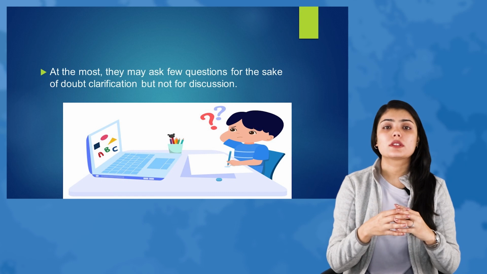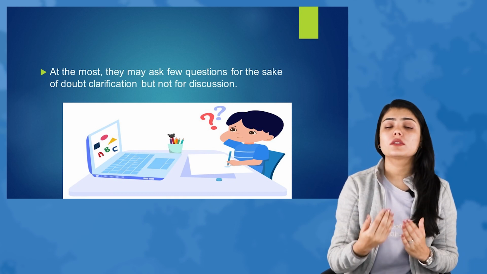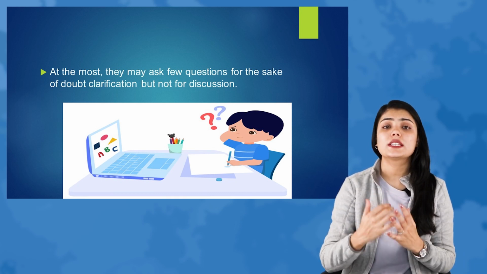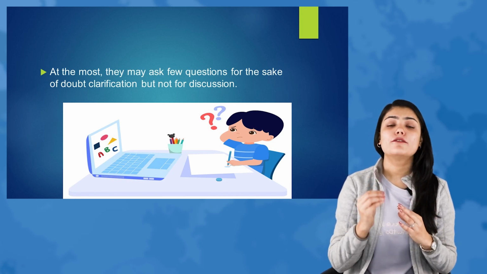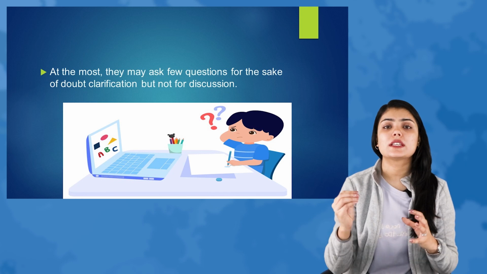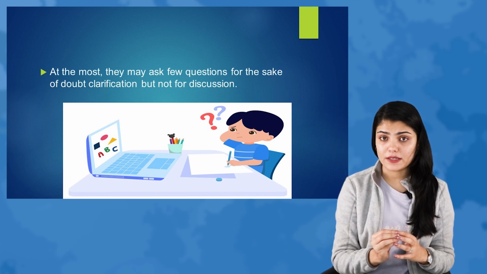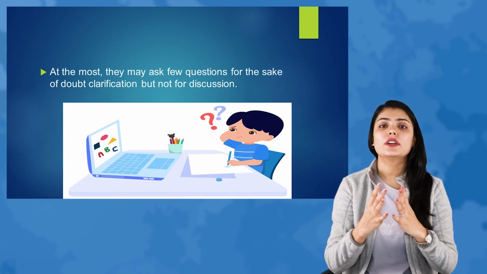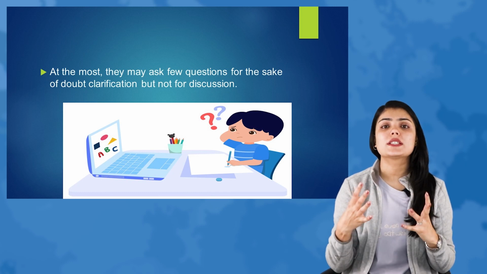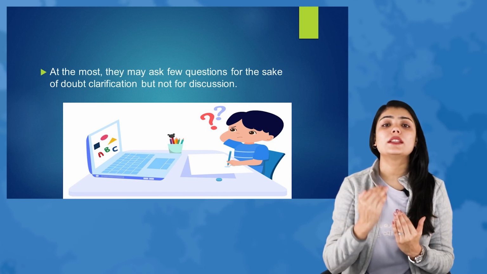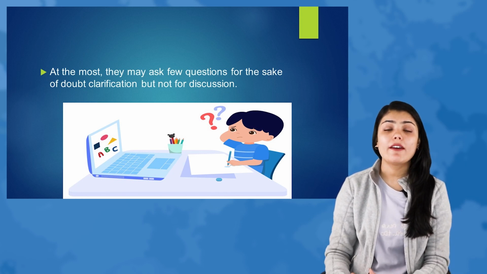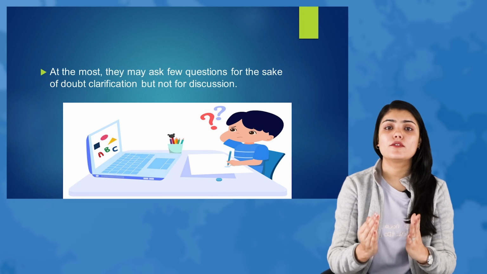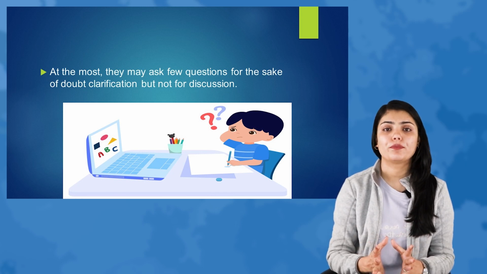Now, at most, if the students are talking to the teacher in the lecture method, they may ask a few questions to the teacher for the sake of doubt clearance. Which means here in this lecture method, the students are not actively involved. When the teacher is teaching about the particular topic and if the students have a doubt, the students might ask a few questions to the teacher.